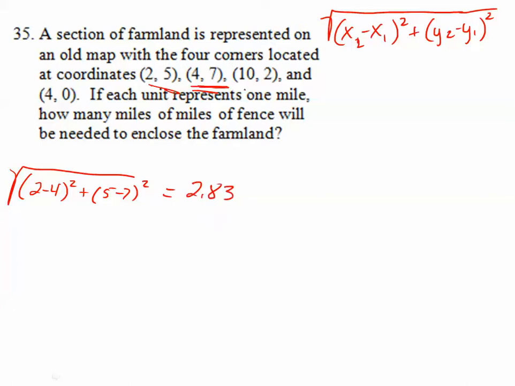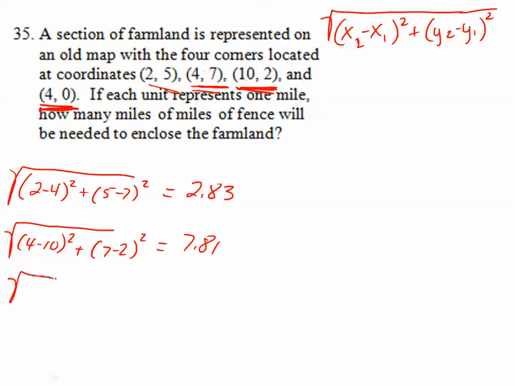Now I'm going to take this one and this point. So again, I'm going to take my x's, 4 minus 10 squared, plus my y's, 7 minus 2 squared. And when I plug that into the calculator, I get 7.81. Then I'm going to take my (10, 2) and my (4, 0). So I'm going to get 10 minus 4, because those are my x's, squared, plus my y's are 2 minus 0, squared. And when I plug that into my calculator, I get 6.32.